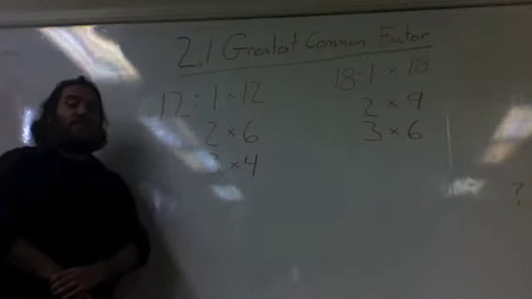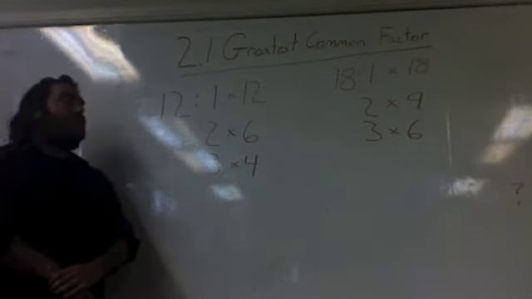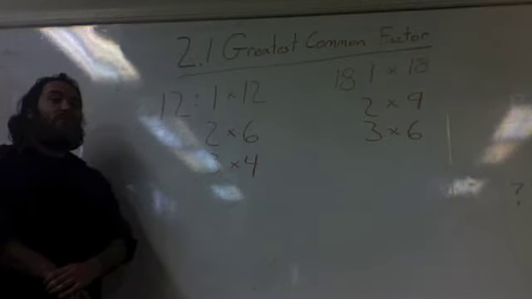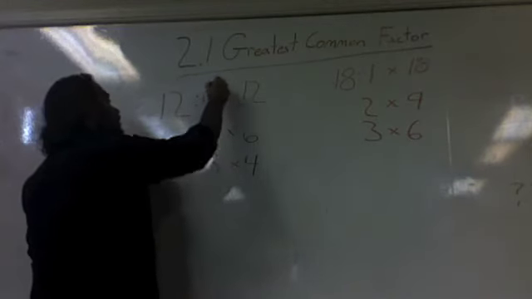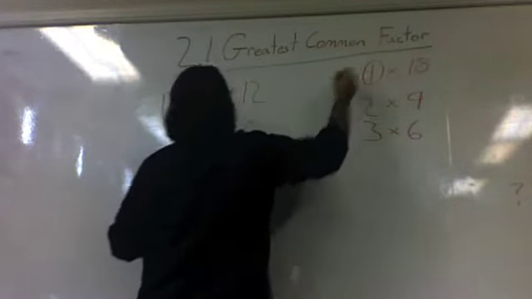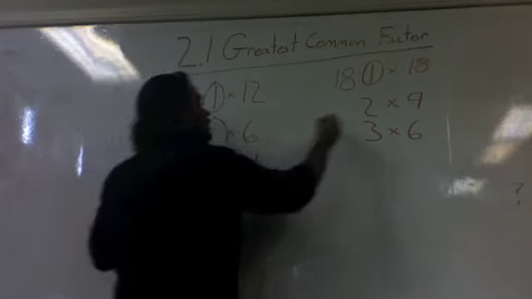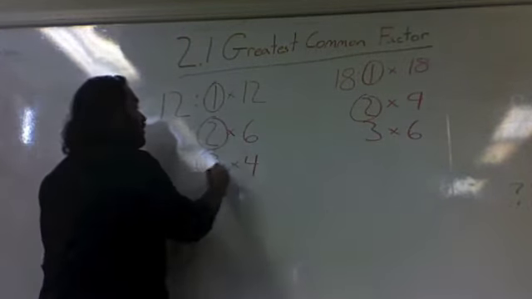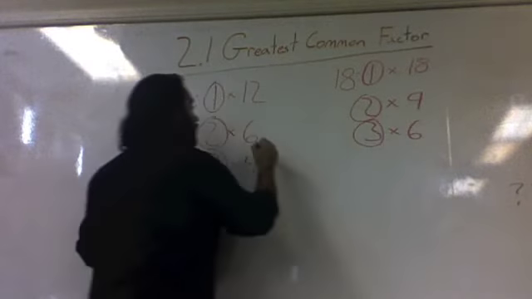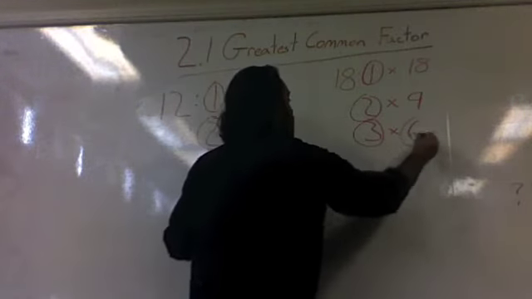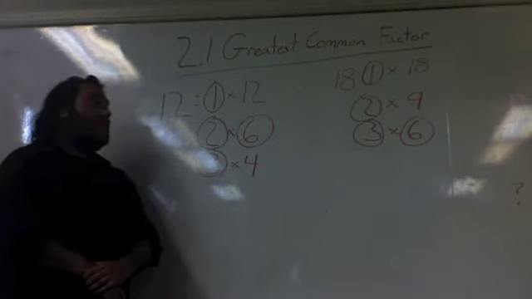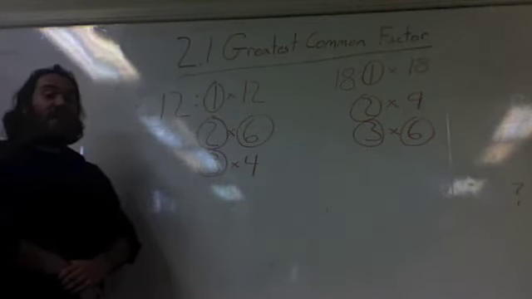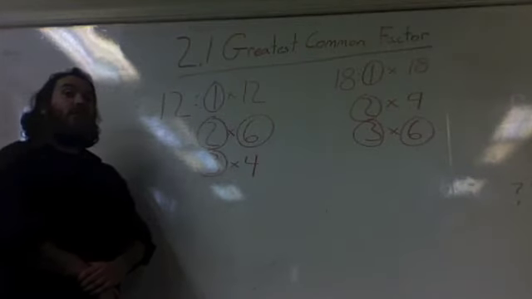Remember that what we're looking for here are factors in common. So let's circle the ones that both numbers have as factors. They both have a 1. They both have a 2. They both have a 3. They both have a 6. The greatest of those is 6. So the greatest common factor of 12 and 18 would be 6.